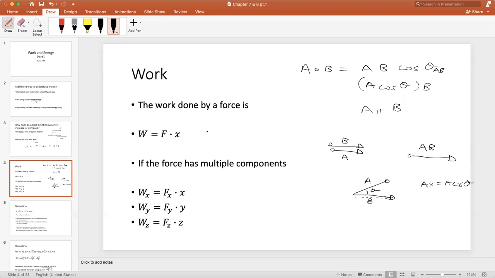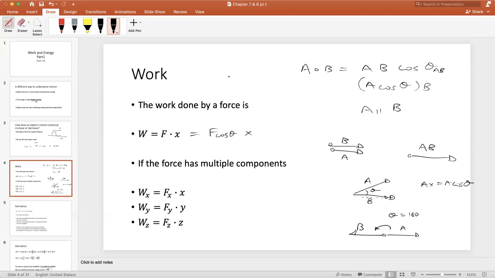So what this is telling us is, oh, and the final thing that we should say is if A and B are in opposite directions, right, then this angle here between them is 180 degrees, and it's negative. So we're saying that this is F component times X, right? It's a dot product.